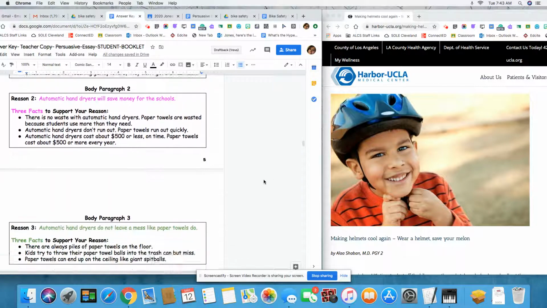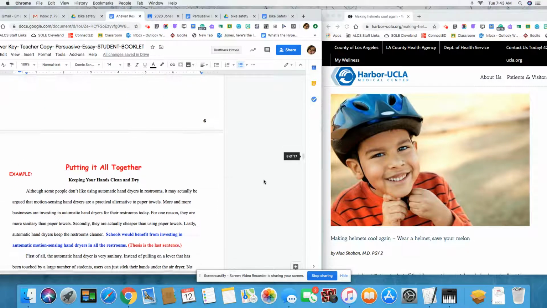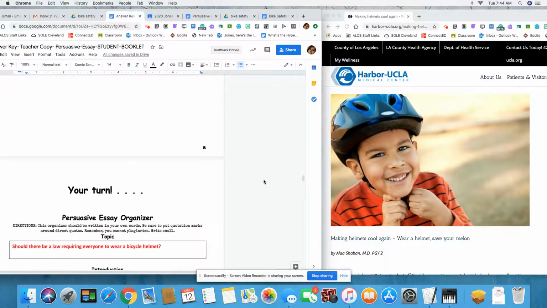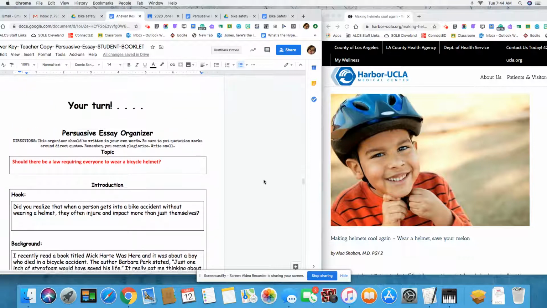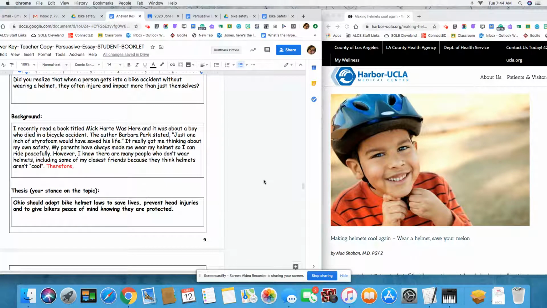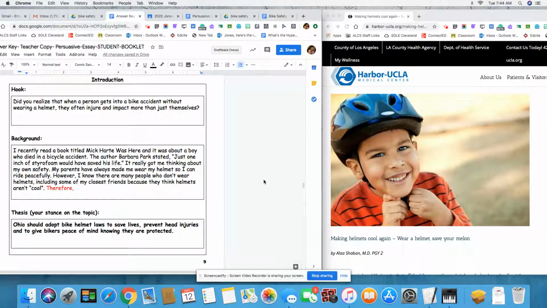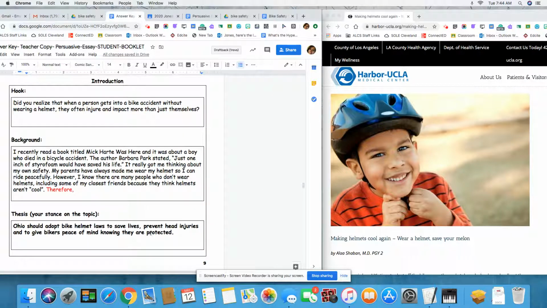Okay, so we're going to scroll down to where you're going to be writing in your graphic organizer where it says your turn. And this is on page 9, okay? So we're going to review it. Okay, so on page 9 in your copy of the student booklet, you should read your thesis statement again. So Ohio should adopt bike helmet laws to save lives, prevent head injuries, and to give bikers peace of mind knowing they are protected. Okay, so what is my first reason? It's to save lives.